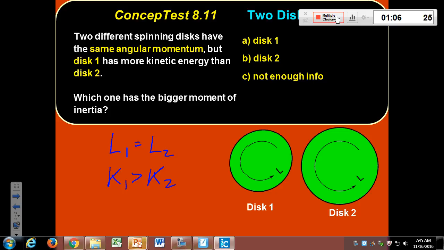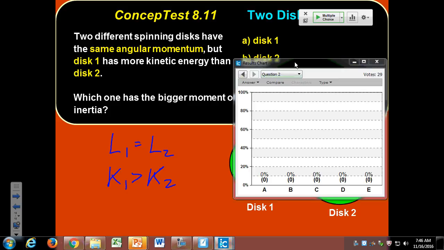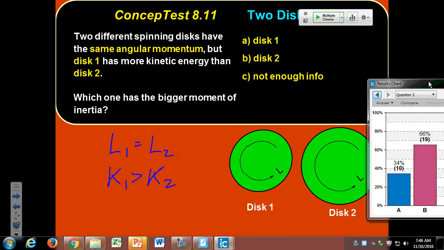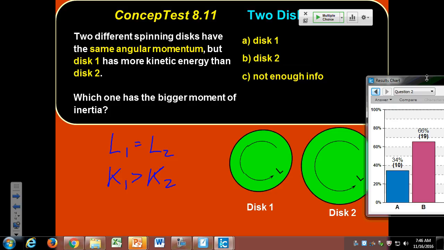All right, I'm going to stop at 115. We're sort of split up on what we think the answer is. A and B got sort of equal votes. Which one of these is spinning faster, the one with more kinetic energy or the one with less kinetic energy? Which one do you think is spinning faster, disk 1 or disk 2?